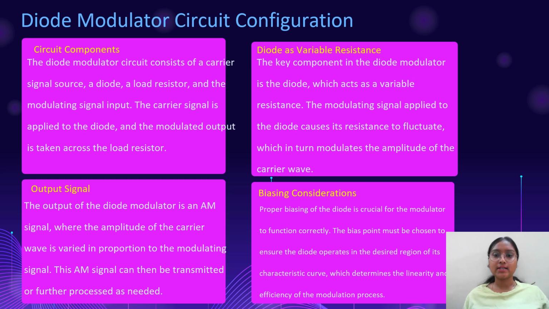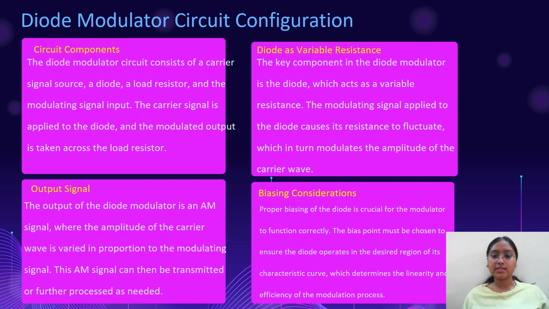Second one is diode as a variable resistor. The key component in the diode modulator is the diode, which acts as a variable resistance. The modulating signal applied to the diode causes its resistance to fluctuate, which in turn modulates the amplitude of the carrier wave. Output signal. The output of the diode modulator is an AM signal where the amplitude of the carrier wave is varied in proportion to the modulating signal. This AM signal can then be transmitted or further processed as needed.